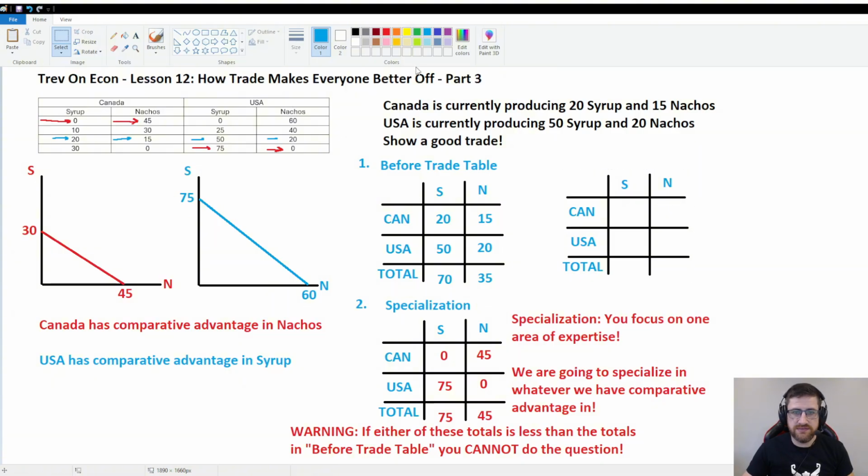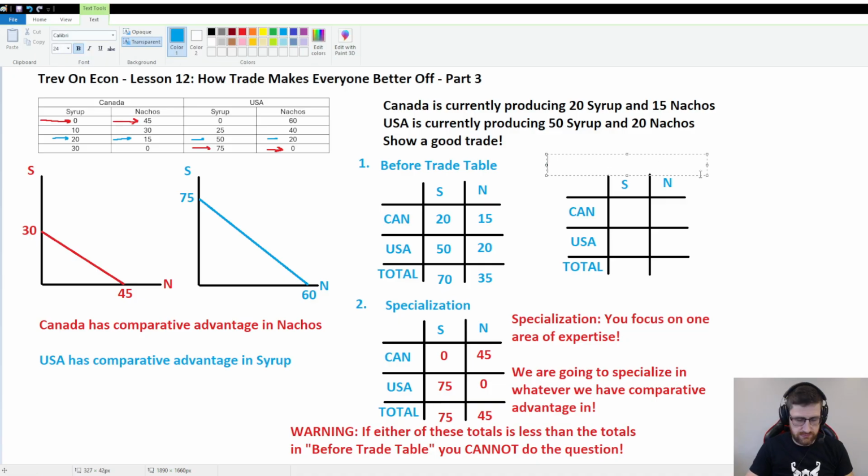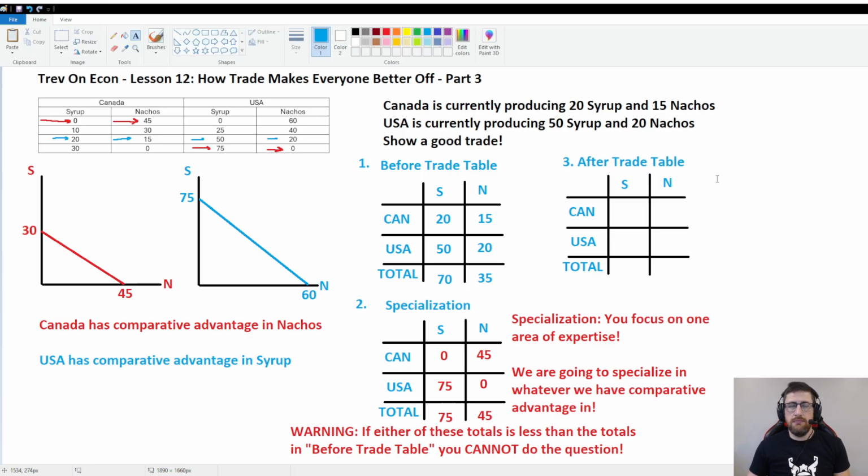There, let's go back to our nice blue. So table 3, after trade table, right? This is where we have to do some work. So first off, what is a good trade?